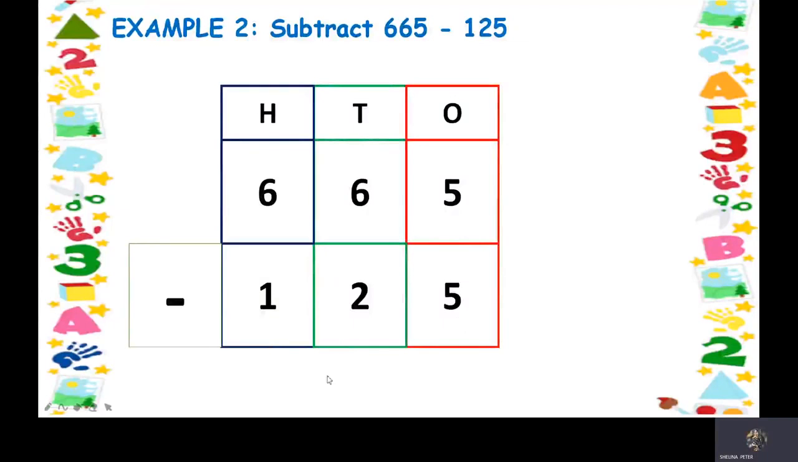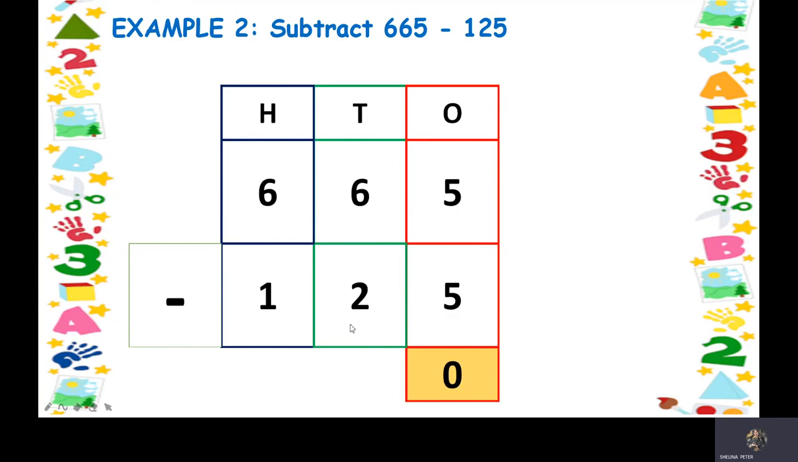So as you can see, in ones column we have 5 and again we have 5. Whenever you see the same number, you will get the answer as 0. Why? Because suppose if you have 5 toffees and I take all the 5 toffees from you, how many toffees will be left with you? You will have no toffee left with you. That's why we have written 0 here. So always remember, whenever same numbers are there and you have to subtract the number, you will get 0 as the answer.